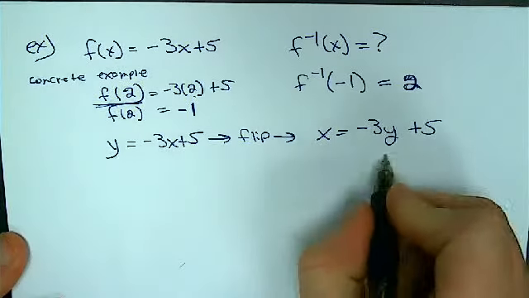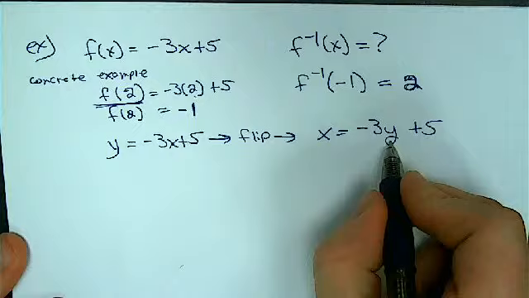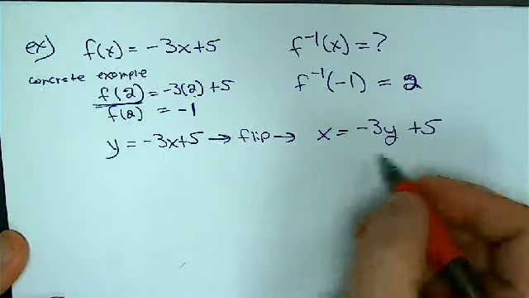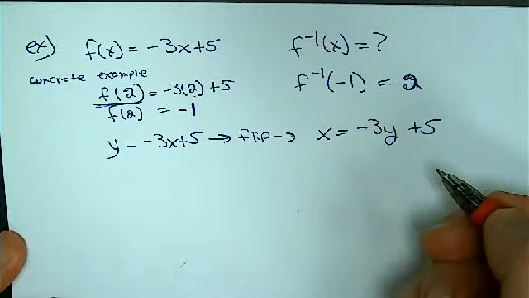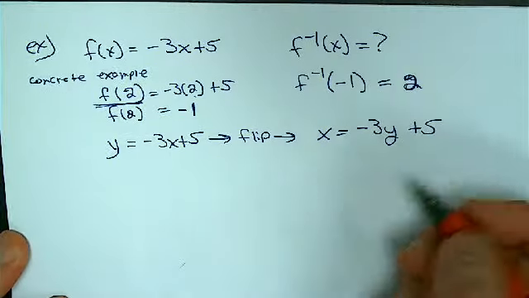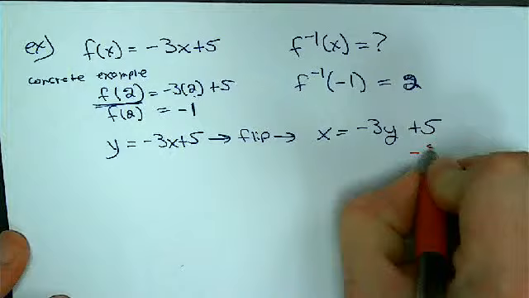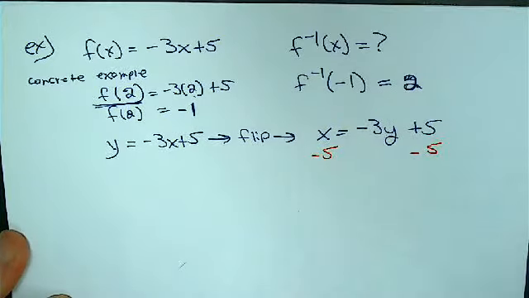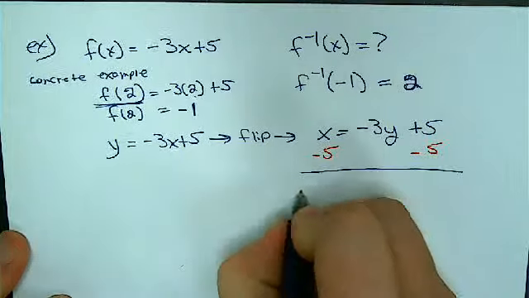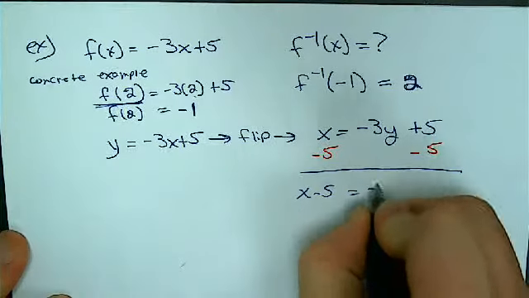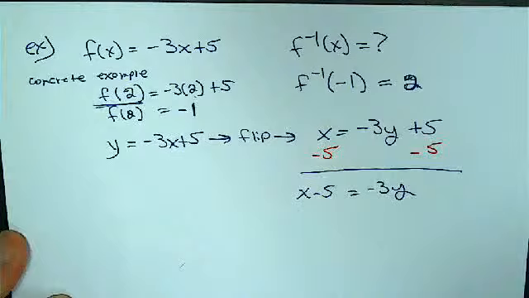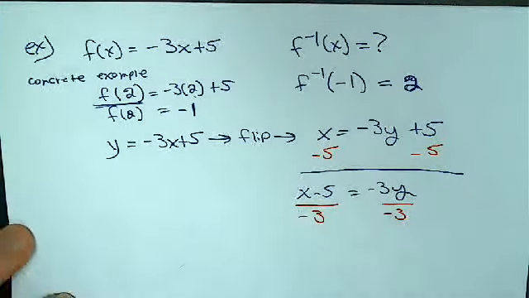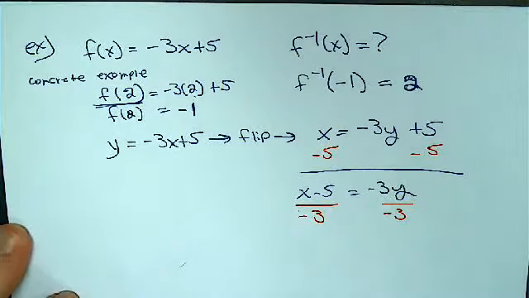Okay, so now I'm going to try to get y by itself. What do I have to do to get the y isolated here? Divide by, no, minus 5. Yep. Do the opposite. So it's a plus 5, so I have minus 5. That's going to give me x minus 5 equals negative 3y. And you divide that by negative 3. Divide that by negative 3. And remember, you're dividing both things over there by the same value.